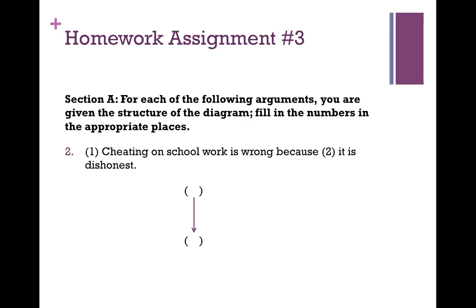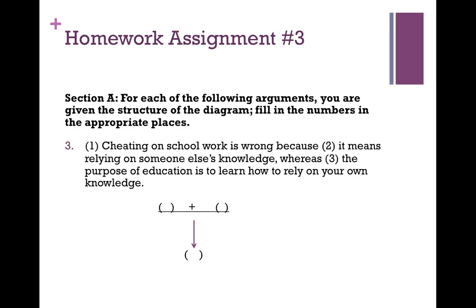Cheating on schoolwork is wrong because it is dishonest. And this one is fairly straightforward. Notice here we have this indicator word, because, and that lets us know that what comes after the word because is going to be our premise. So that must mean that number 1 is our conclusion, and this is how you would diagram it. 2 is supporting 1. That one was fairly straightforward. Moving right along.